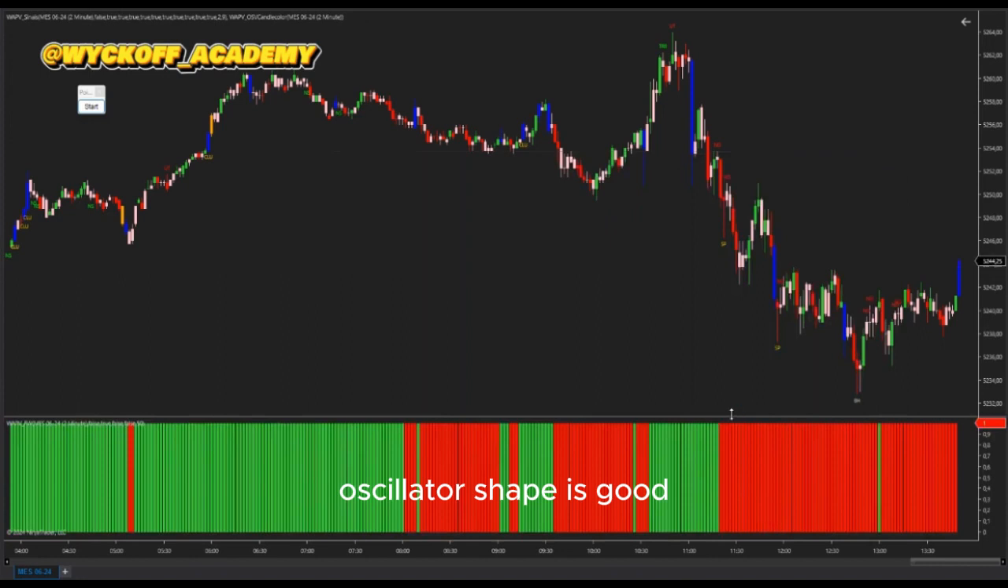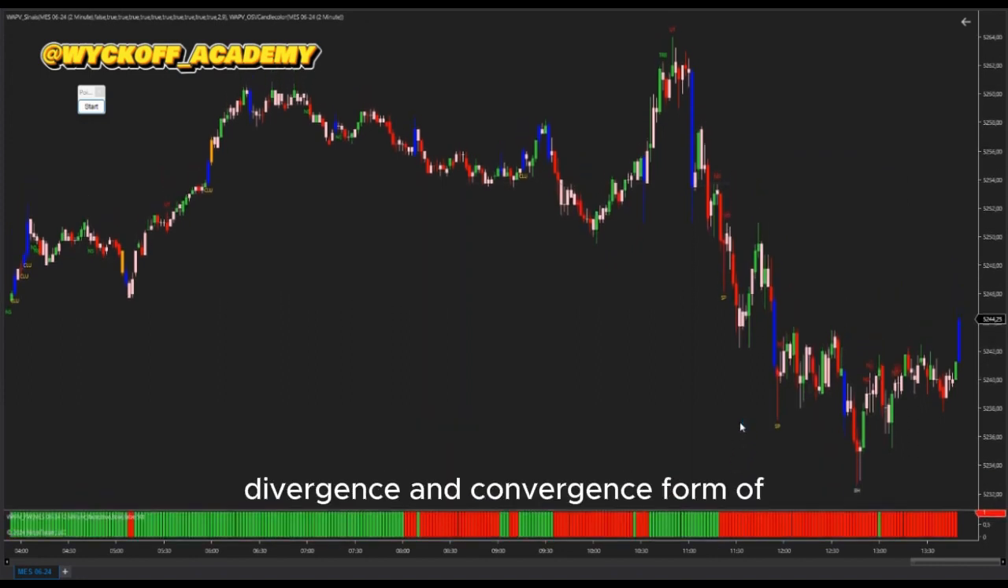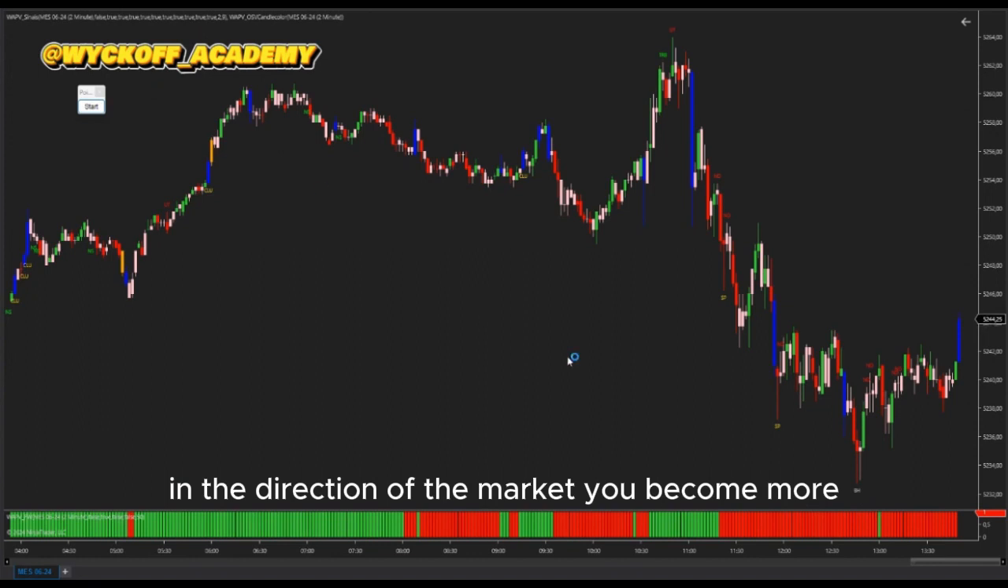Oscillator shape is good because you can catch divergence and convergence from the histogram. You are even more focused on the direction of the market. You become more focused on the direction.